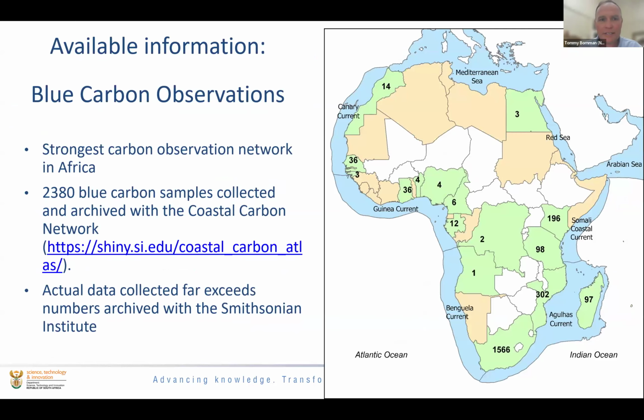So we recently did a study on all available information on carbon research in Africa. And if you look at blue carbon observations, this is probably the strongest network in Africa. If you look at that map, you can see over 2,380 blue carbon samples have been collected and archived in the coastal carbon network. The actual amount of samples collected far exceeds this number because these are just the ones that have been archived with the Smithsonian Institute. And you can see that the majority of the research is centered around Southern Africa.